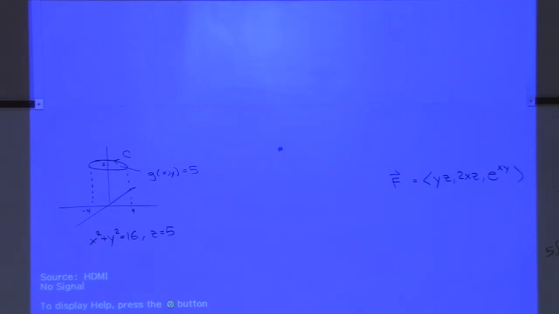80 pi, negative 160 pi, and 800 pi? 400 pi? So what did you get as your curl? For the curl, we got 5z, yeah, that's 5z times the normal vector. But for the curl itself, it was e to the xy minus 2x, y minus e to the xy, then z. So you got 5z for your curl? I mean for the dot product.